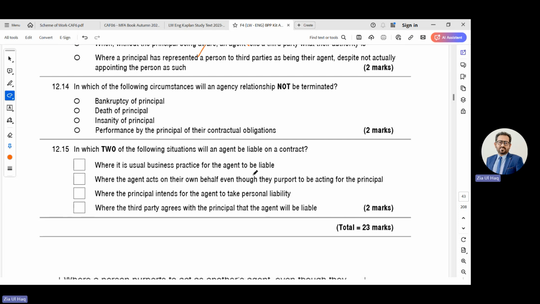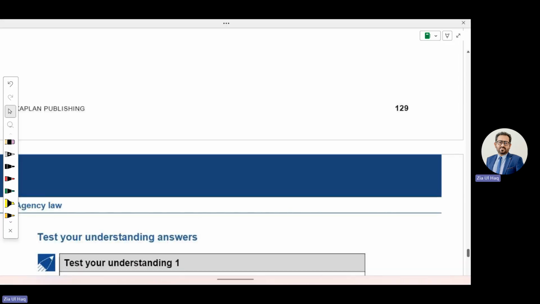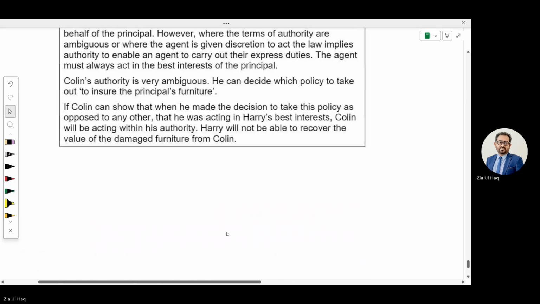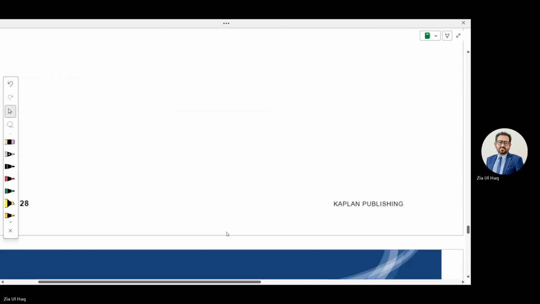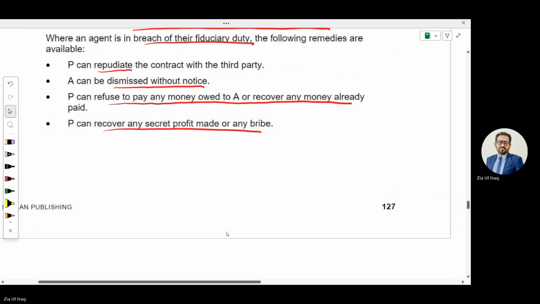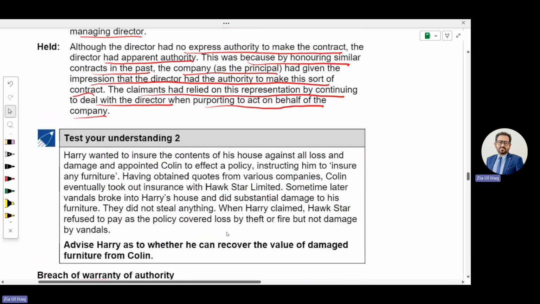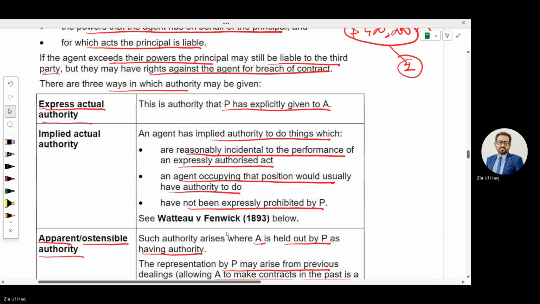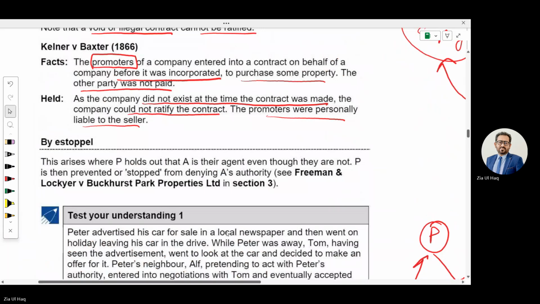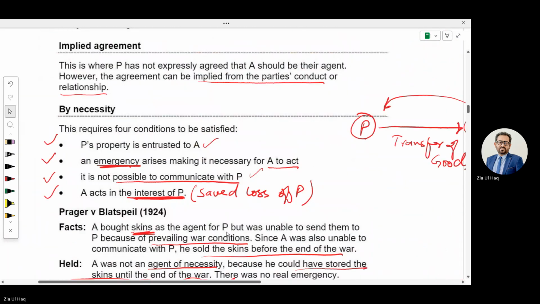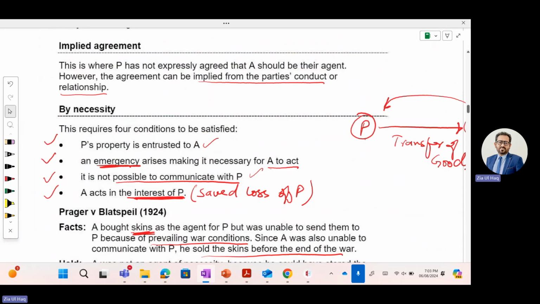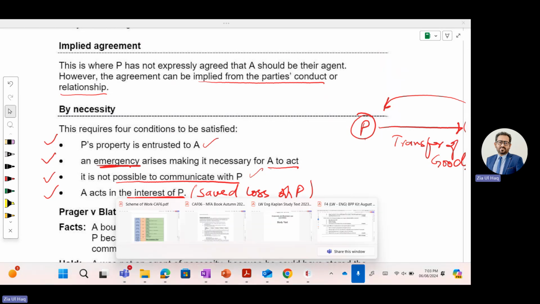Have you studied when an agency relationship can be terminated? We haven't studied that. Let me check. Might we have missed something? When an agency relationship can be terminated. No information regarding this. Let's study again.